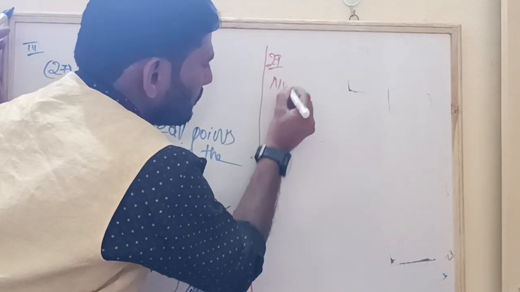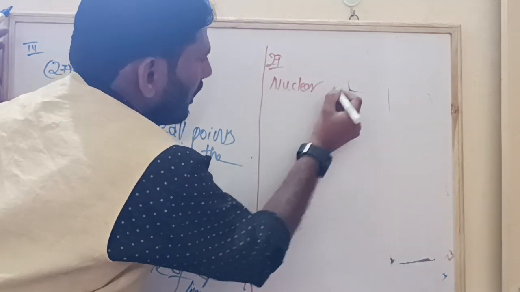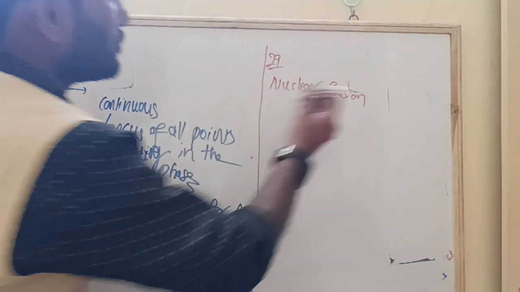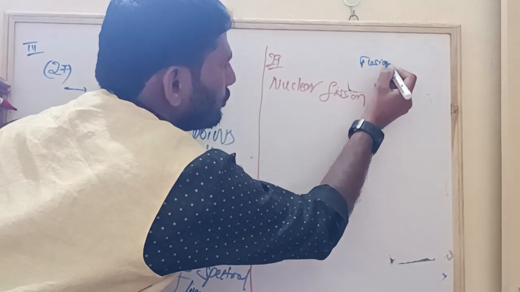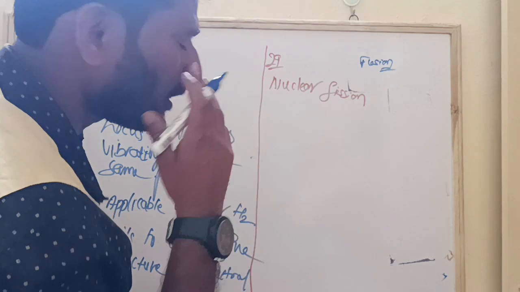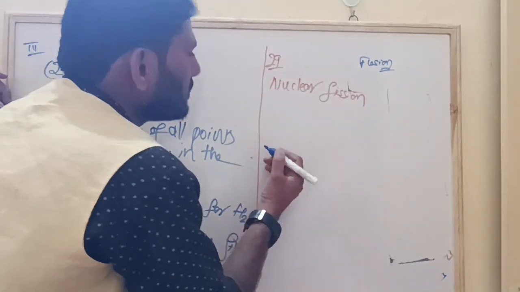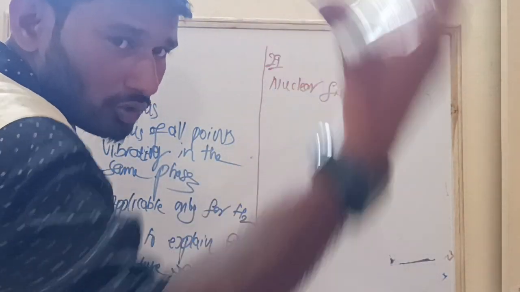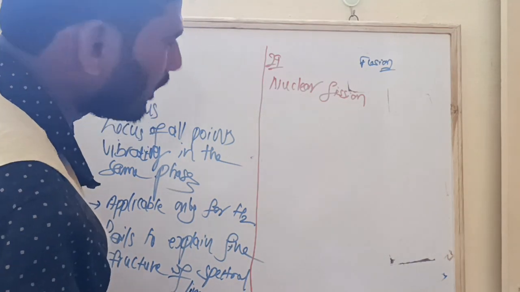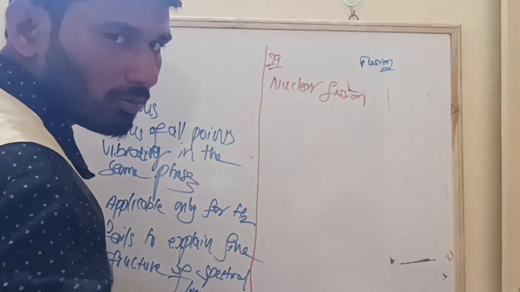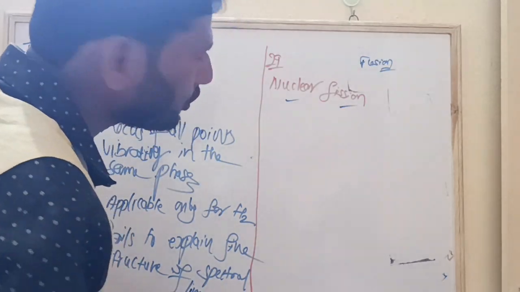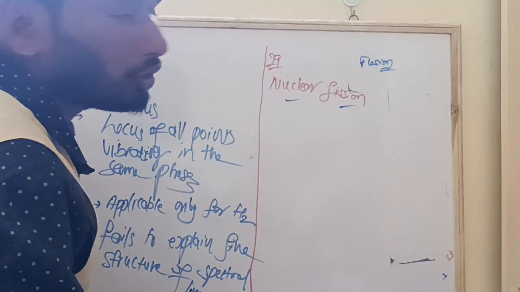So first one is nuclear fission, and the next one is fusion also will come. Fusion means two smaller or lighter nuclei combine with each other and produce one heavier or bigger nucleus. Here in fission, one large nucleus gets bombarded by neutrons and gives two smaller nuclei. That is called the process of breaking up of a heavy nucleus. So nuclear fission.